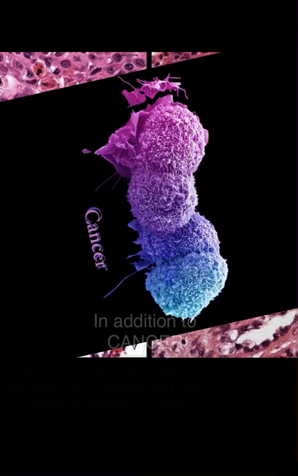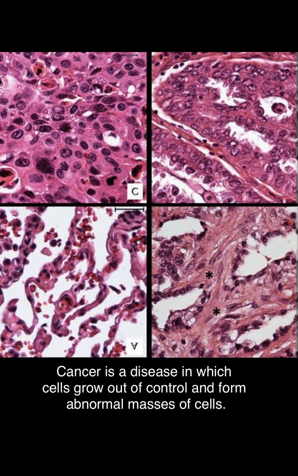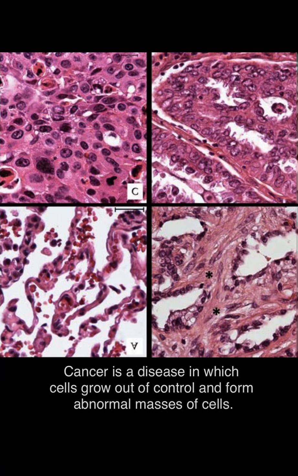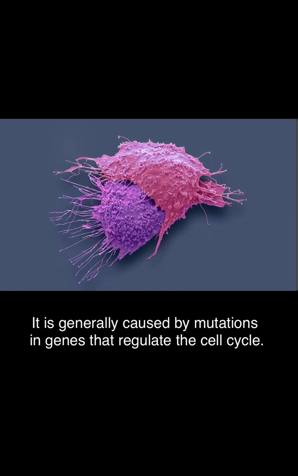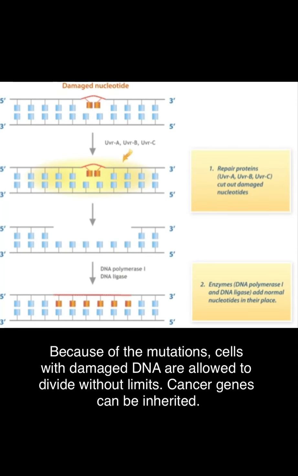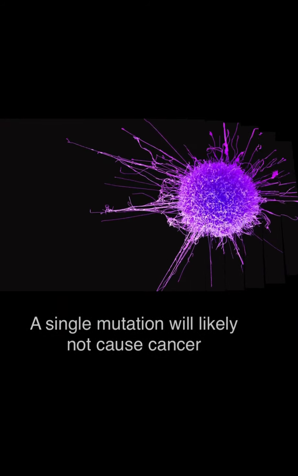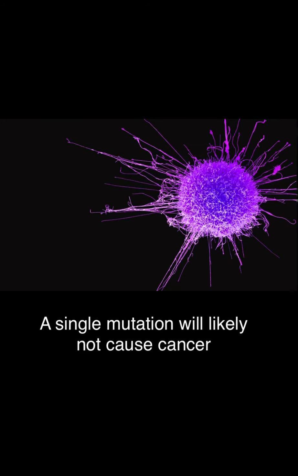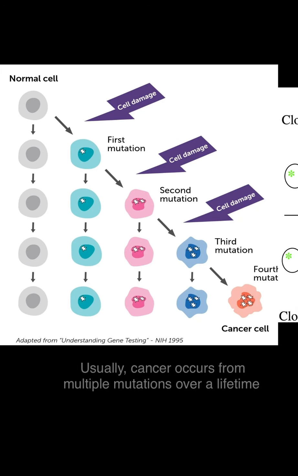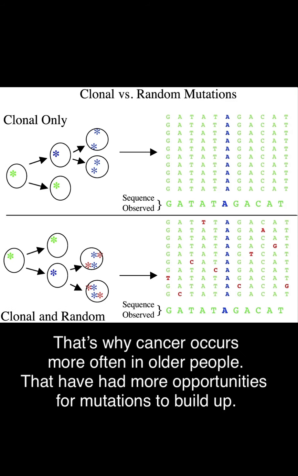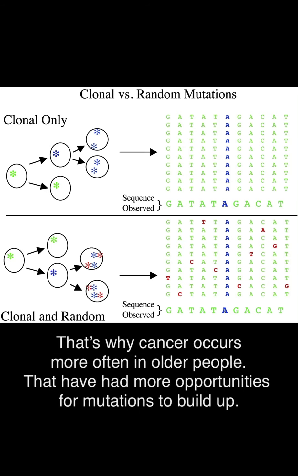Cancer is a disease in which cells grow out of control and form abnormal masses of cells. It's generally caused by mutations in genes that regulate the cell cycle. Because of the mutations, cells with damaged DNA are allowed to divide without limits. Cancer genes can be inherited. A single mutation will likely not cause cancer. Usually, cancer occurs from multiple mutations over a lifetime. That's why cancer occurs more often in older people. They've had more opportunities for mutations to build up.